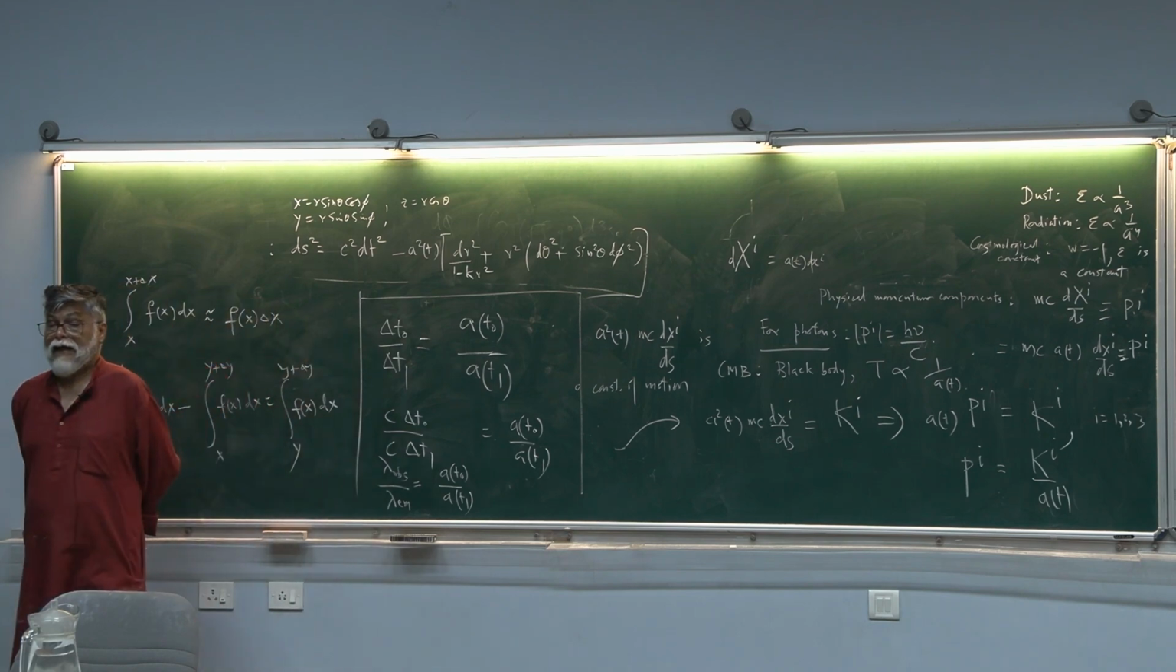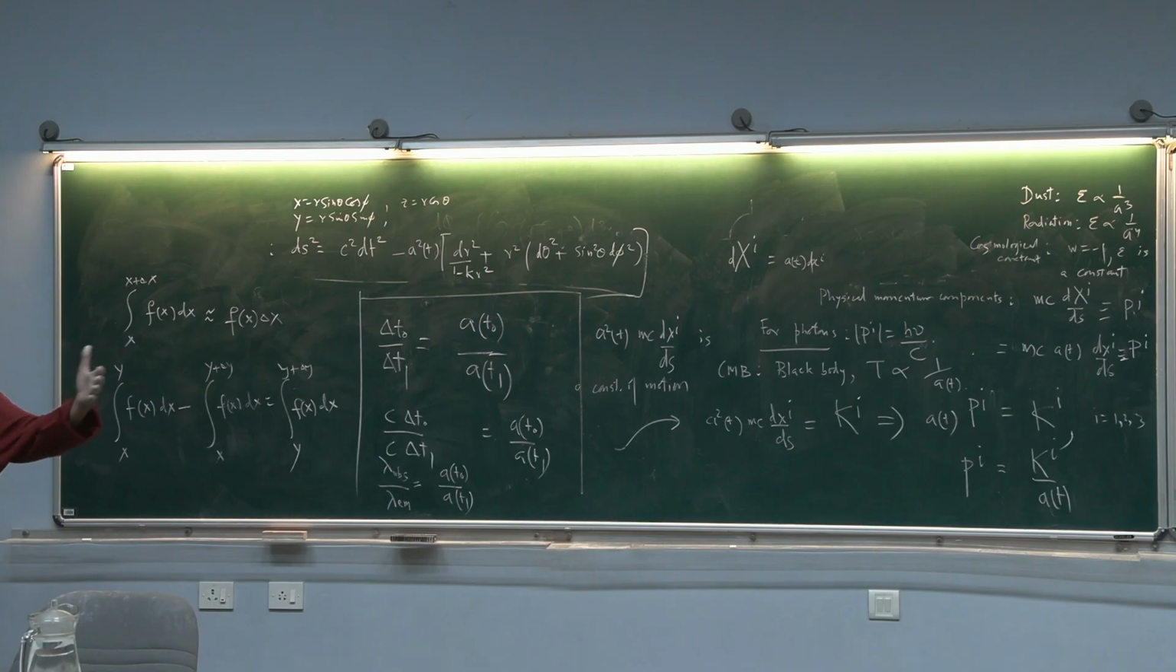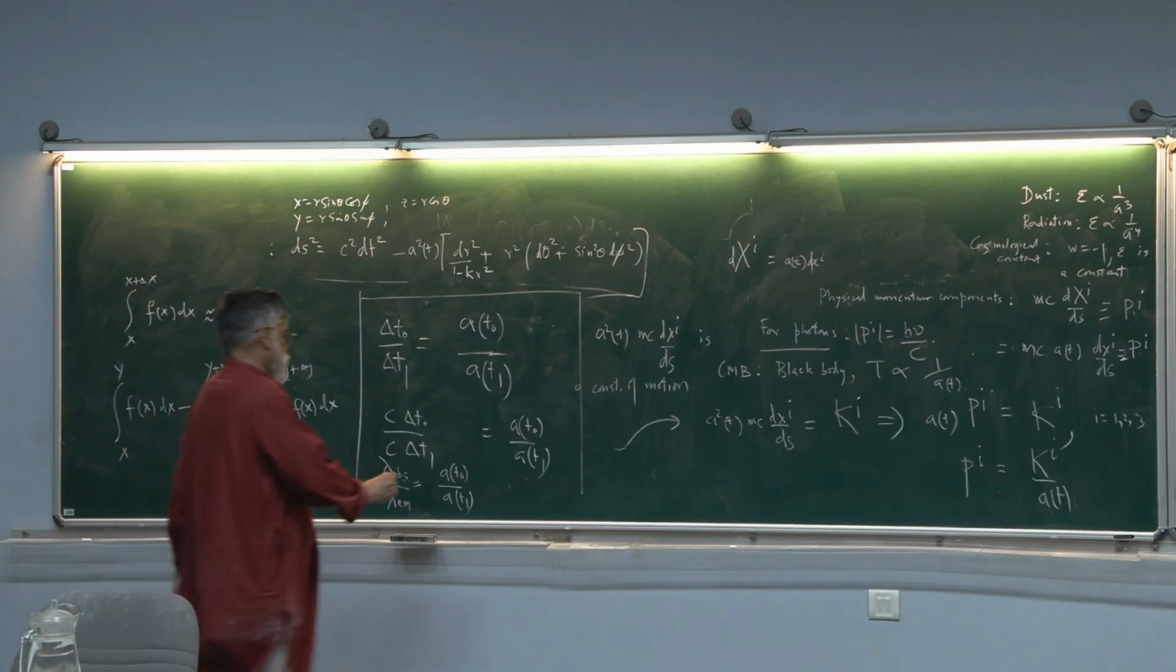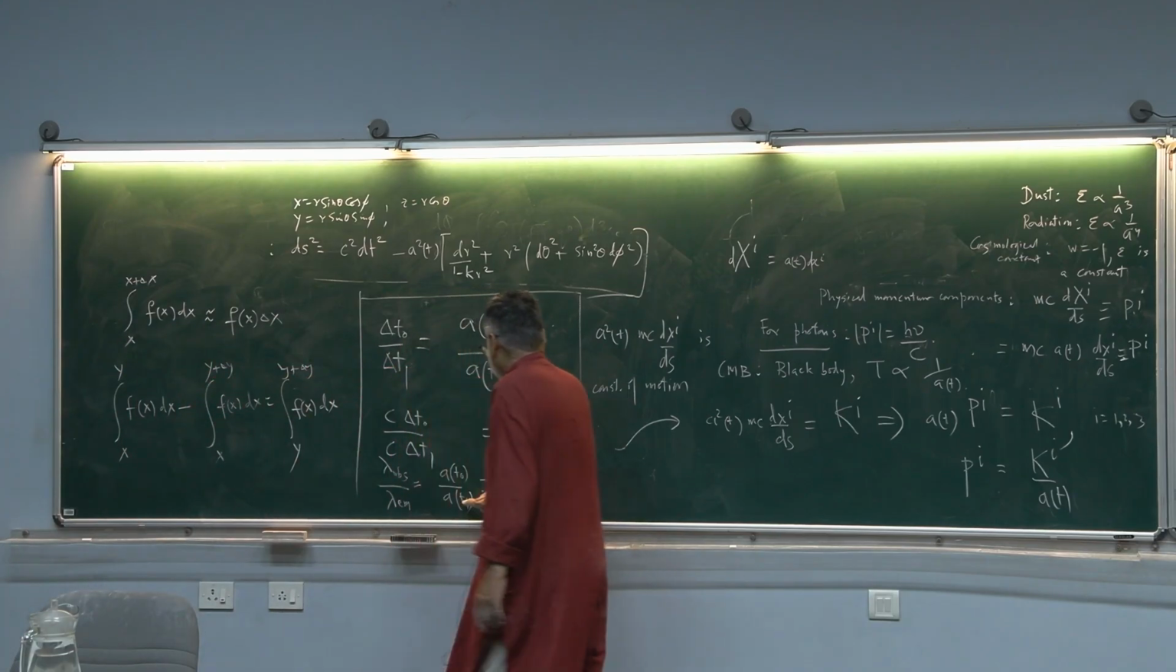And for an expanding universe, A of T0 is bigger than A of T1. A of T is increasing with time. And therefore, lambda observed by lambda emitted is this. And this is called the cosmological redshift. So I can remove this T1.